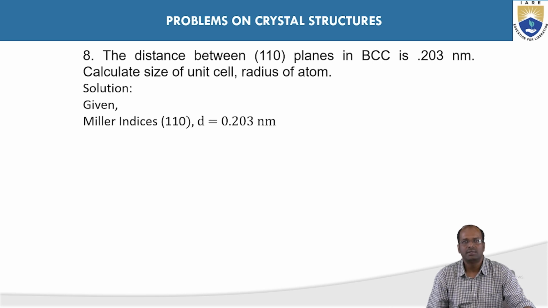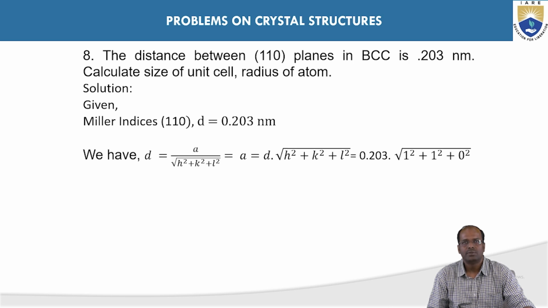The given Miller indices is the 110 plane, and D is mentioned as 0.203 nanometer. What is the formula we have for D in terms of Miller indices? D is equal to A by square root of h square plus K square plus L square. So this is the formula. D is already given, so we can find A.